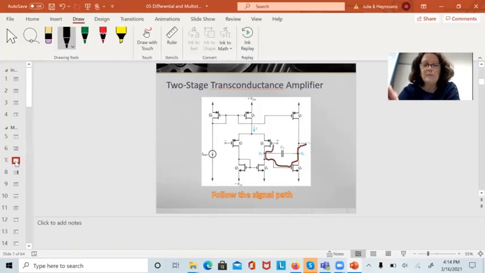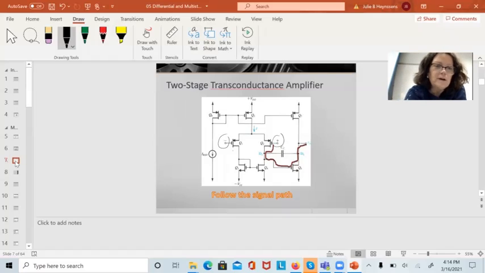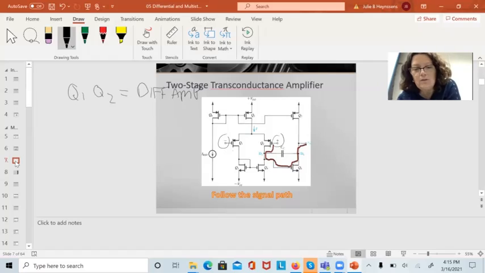Again, my first step is to follow the signal path. So this is my input here, plus and minus. This is a diff amp. So Q1 and Q2 are diff amp. They're gain stages. Following that signal path, I'm going into the gate, and my output is right here because it's labeled V out. I'm coming off the drain, so this is a common source.